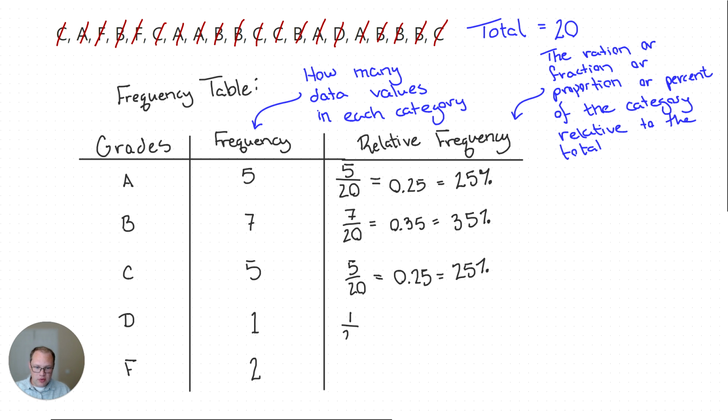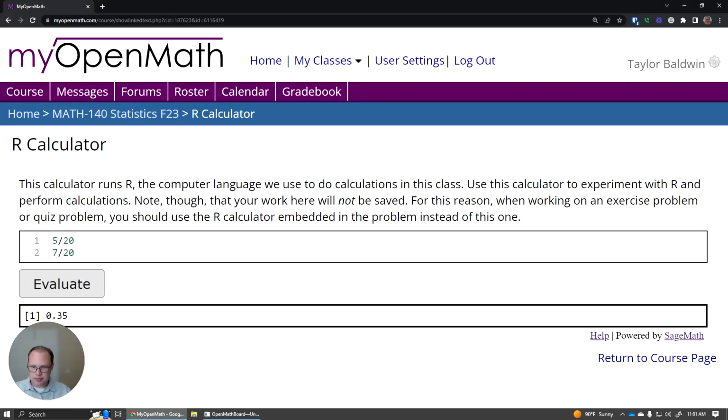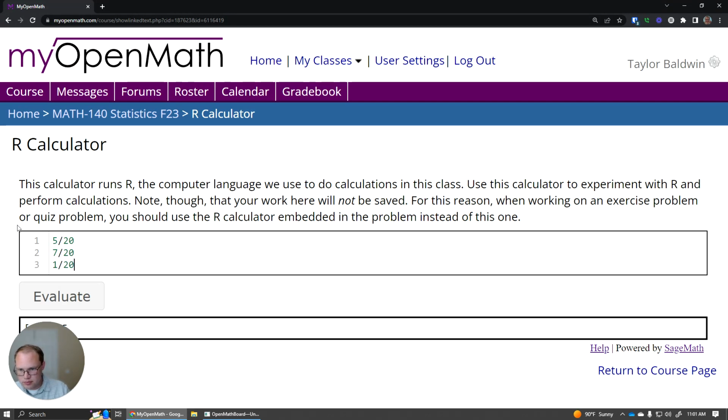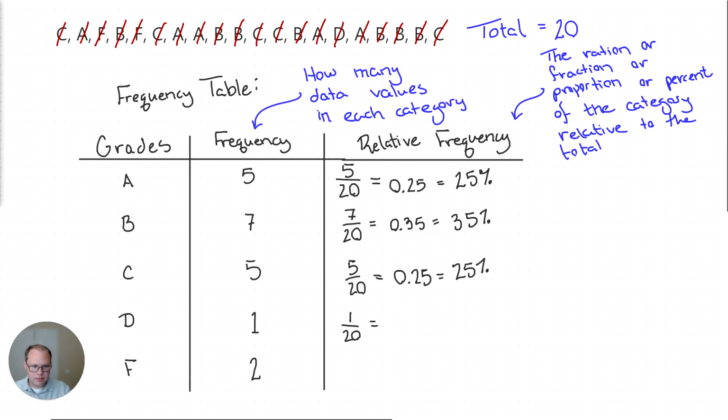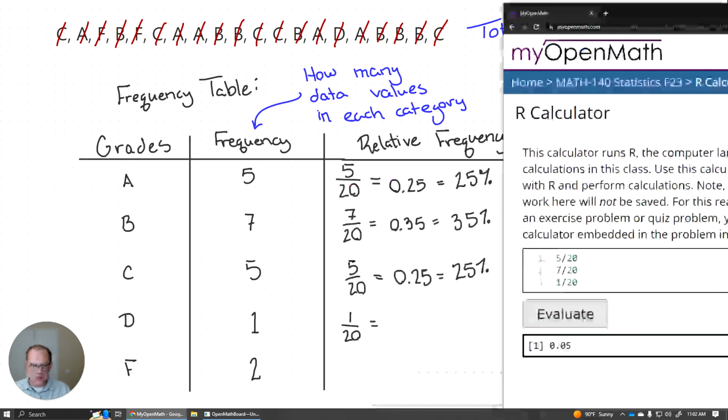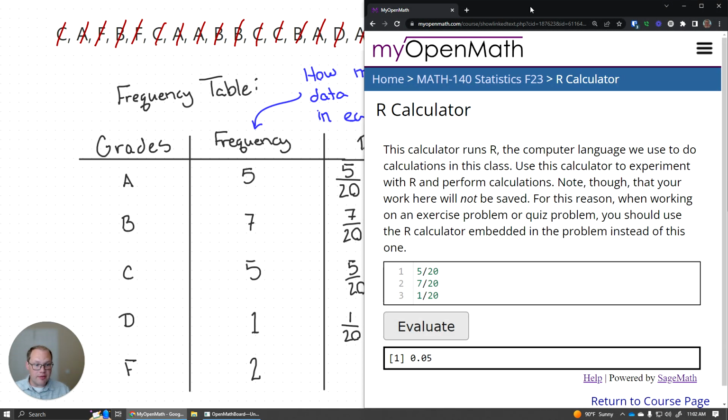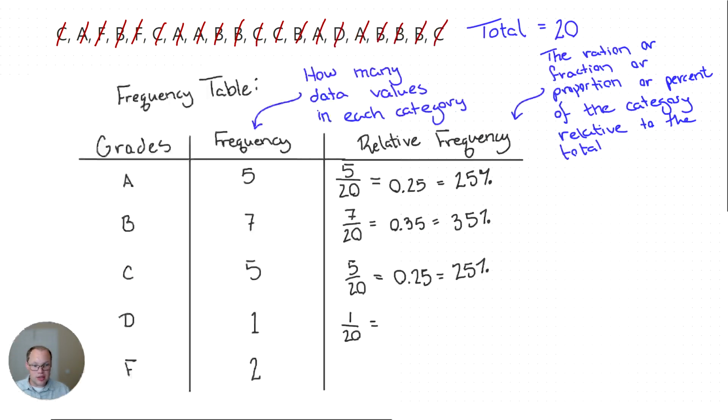1 out of 20 of the grades are D's. 1 out of 20 is, if I can show it to you, 0.05. Okay, 1 out of 20 is 0.05, which if I move the decimal over would be 5%.